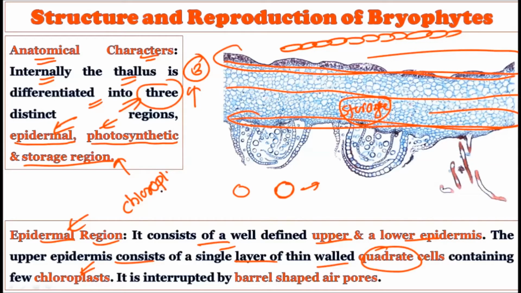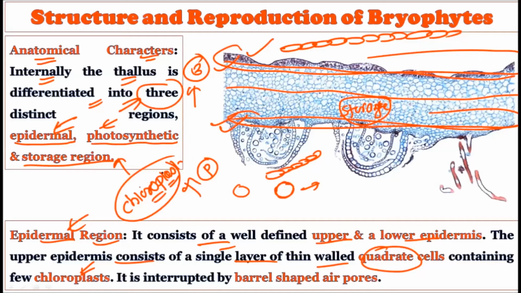These epidermal cells contain chloroplast, which literally means they can photosynthesize. So the epidermal region consists of the upper epidermis as well as the lower epidermis. At the upper side we have the upper epidermis, at the lower side we have the lower epidermis. The upper epidermis is formed of a single layer of thin walled quadrate cells, and they contain chloroplast. That literally means they can photosynthesize.